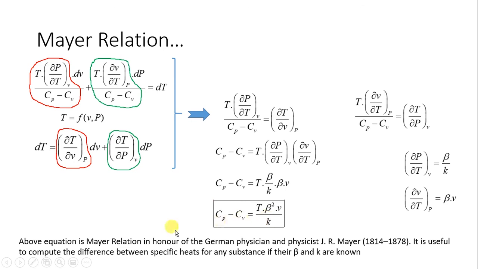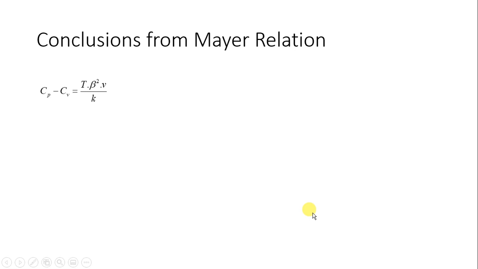What is this Mayer relation? It has been named in honor of the German physician and physicist J.R. Mayer, and it is useful to compute the difference between specific heats, Cp minus Cv, for any substance if its beta and K values are known. Again, Mayer's relation: Cp minus Cv is equal to T into beta square into V divided by K. What conclusions can we get from this equation?